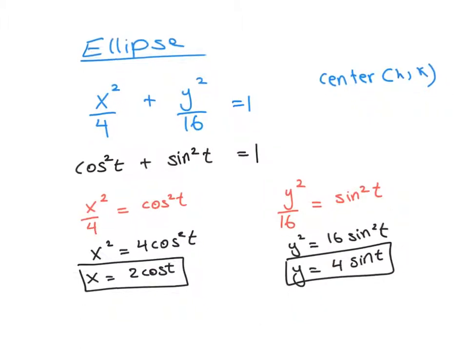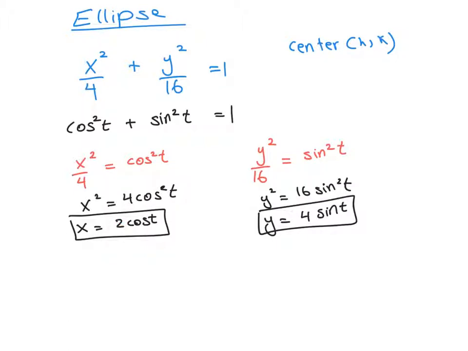Now let's see what this is. Isn't this a? And isn't this b? So can we come up with a conclusion that x is equal to a cosine t and y is equal to b sine t? And this is if the center is at 0, 0.